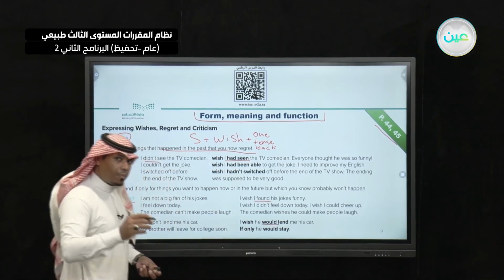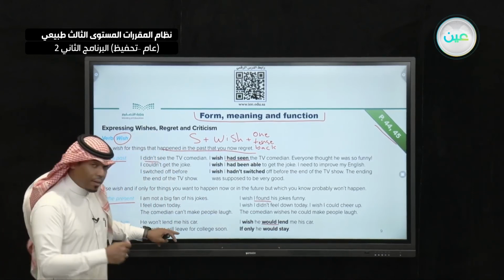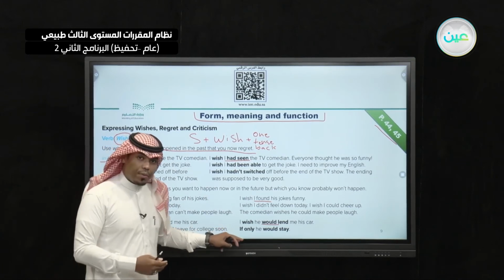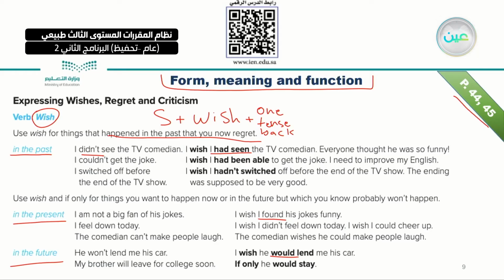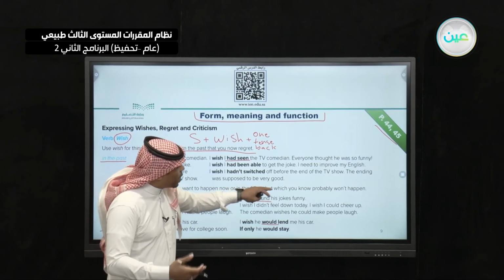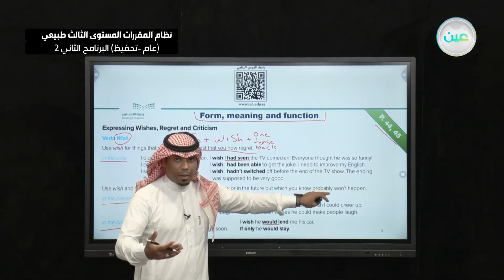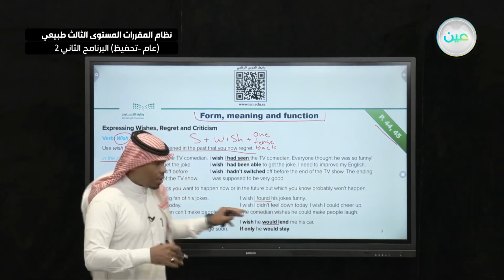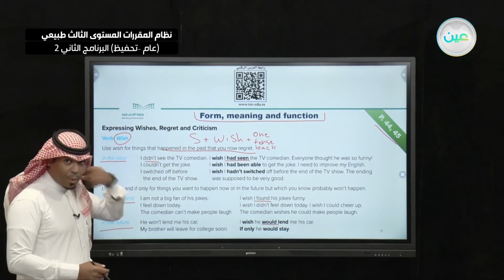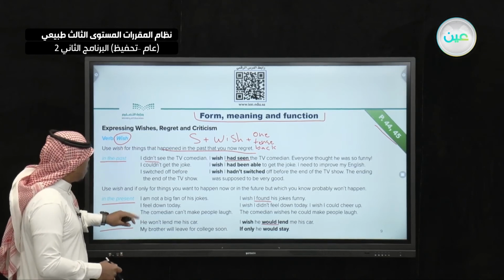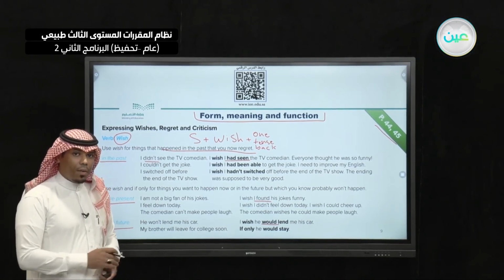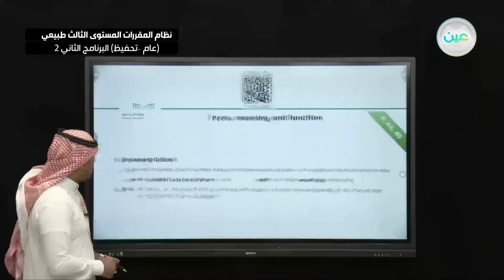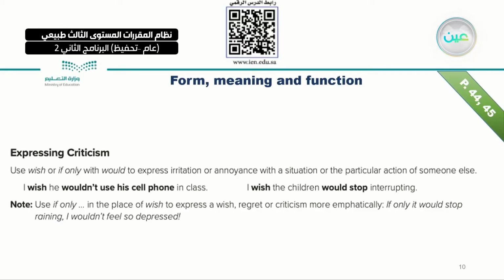Also the second sentence: my brother will leave for college soon. If only he would stay. Why am I using if only, just like wish? So here I am using the future, which you know probably won't happen. It's not going to happen. So this is the difference between using wish and, of course, if only. Very good.